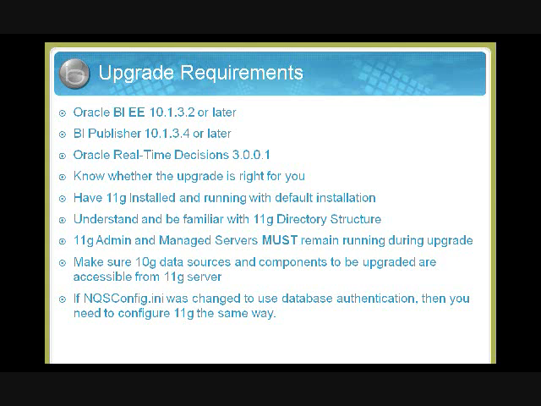When you do the upgrade, you have to have your 11G installed and running with at least the default installation. What I mean by that is when you do the install, you'll have the Sample App Lite, which comes with it. It's kind of like the 11G version of Paint. You want to be familiar with and understand the 11G directory structure because you need to know where log files are located, where the upgrade assistant is located, and where other components, such as BI Publisher if you're upgrading it, are going to be placed.